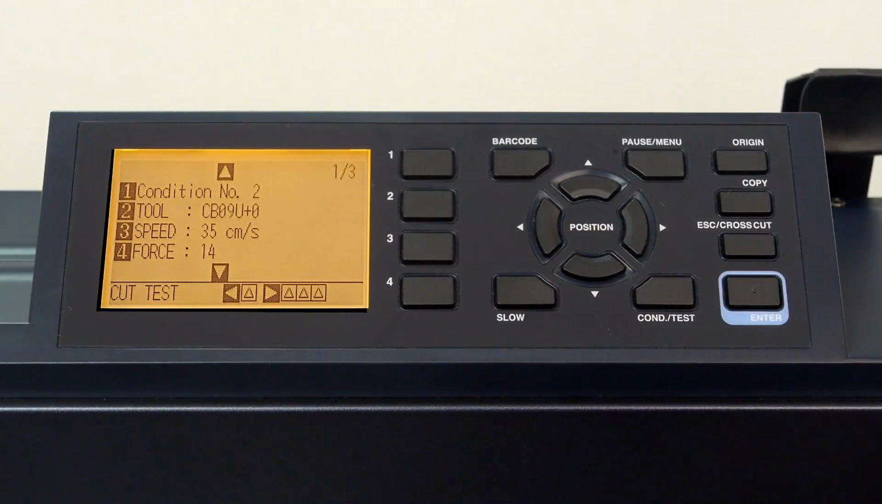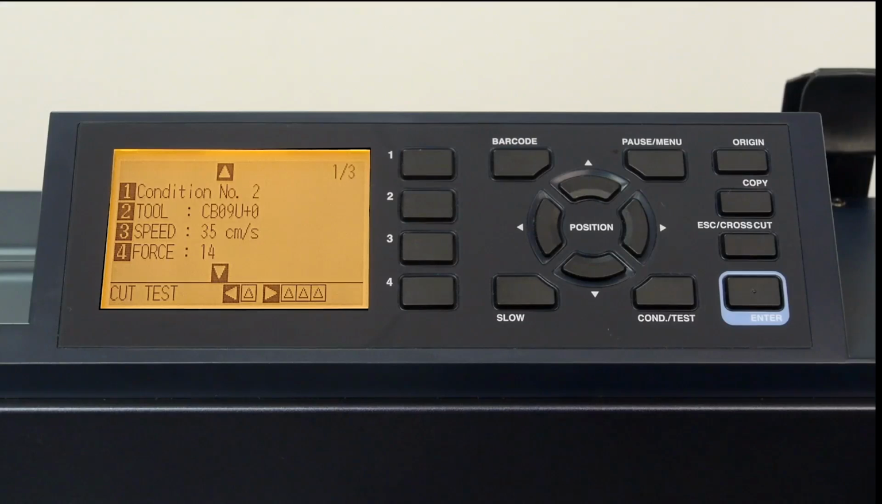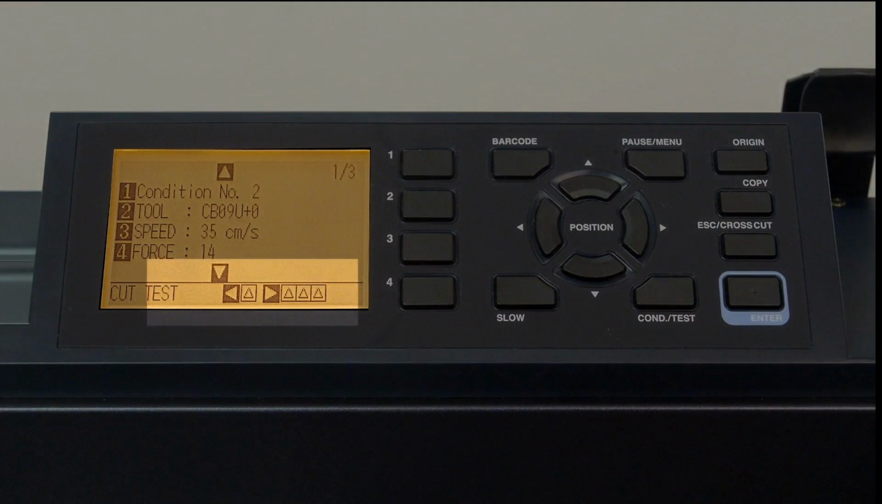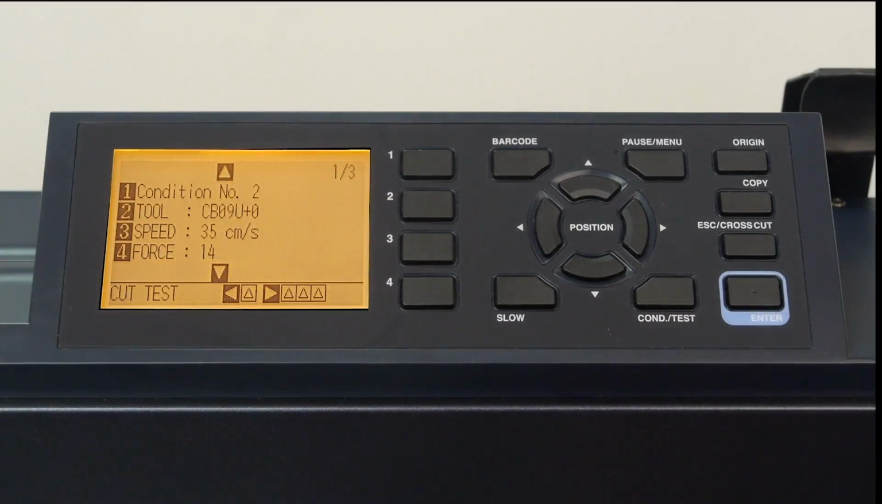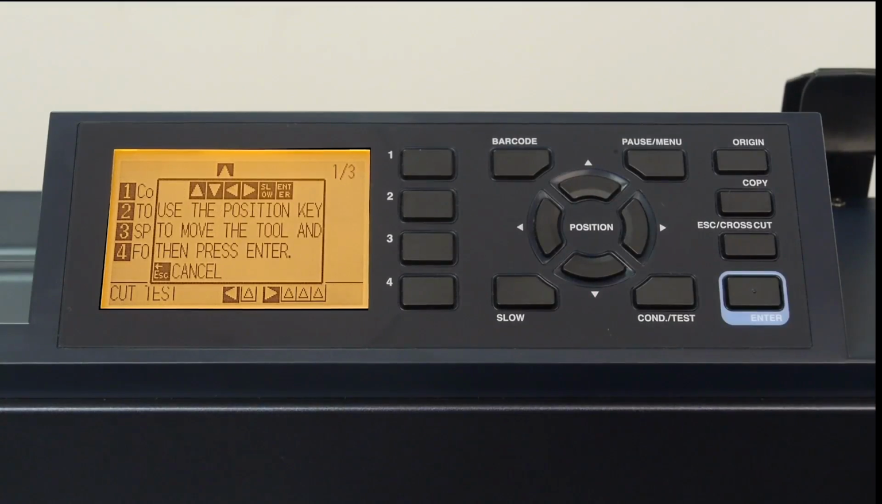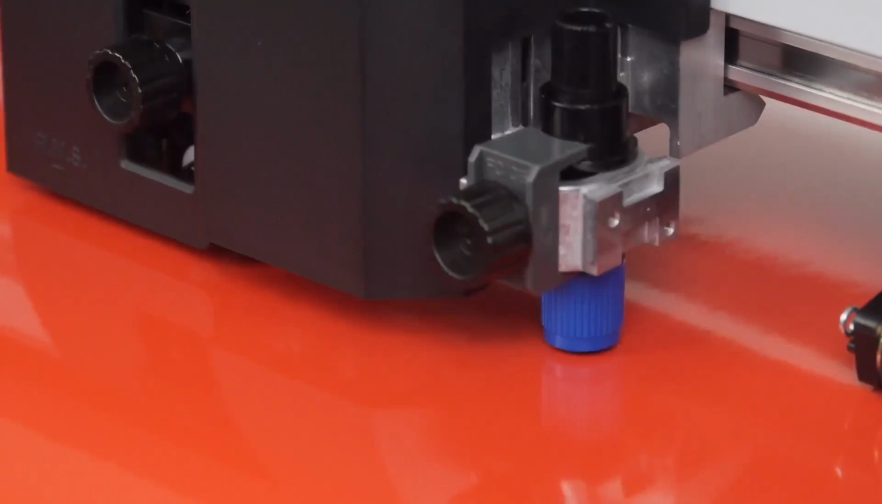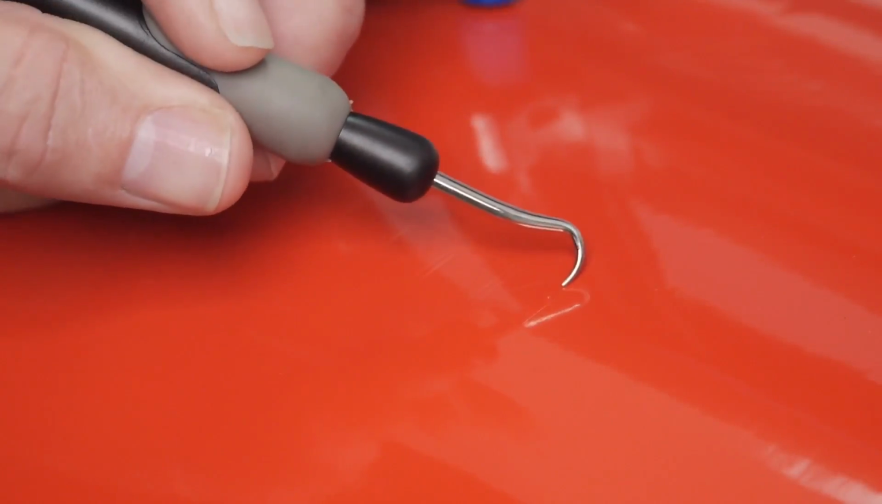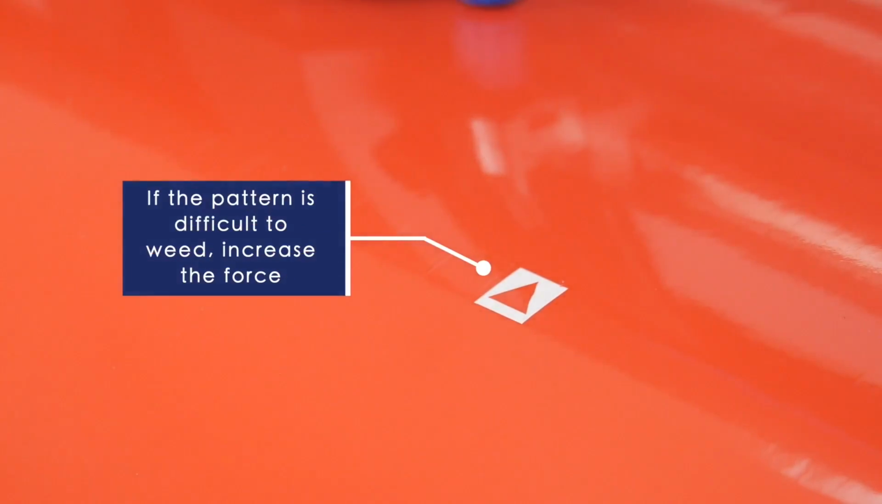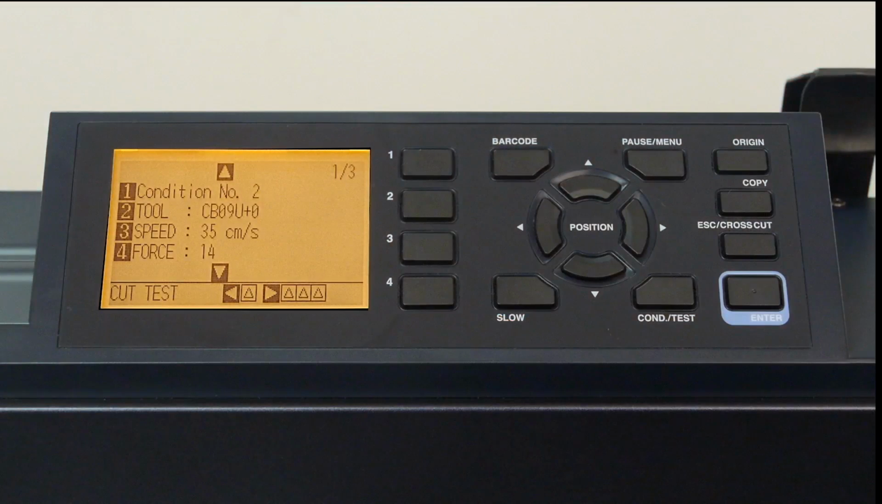Once a condition is configured for cutting, it's always a good idea to test the setting to make sure it's correct. At the bottom of the display, it shows that by pressing the left arrow key, we can have it cut a test pattern. Let's do that. This will cut one pattern to test how easily the material can be removed. Try to remove the outside square of the pattern, leaving the triangle. If the pattern is difficult to weed, increase the force. In our case, the pattern weeds out nicely, so we can keep the setting as is.